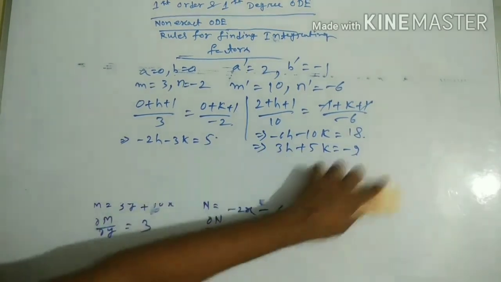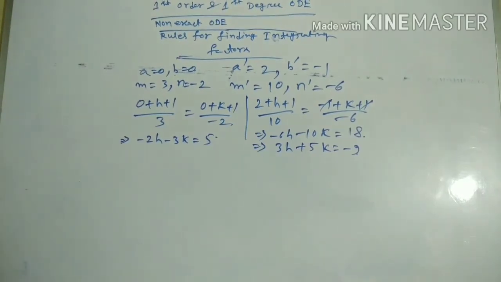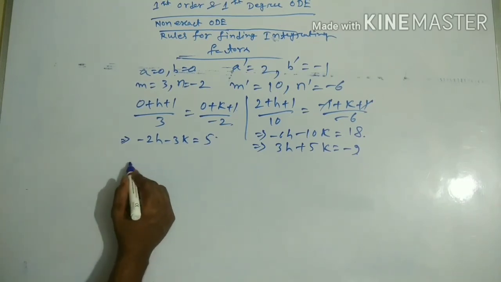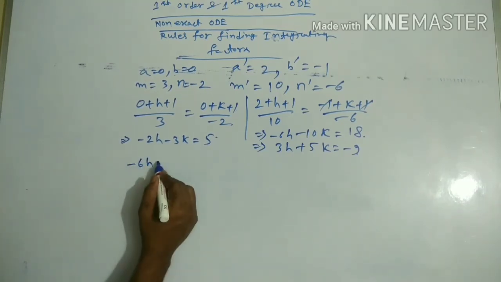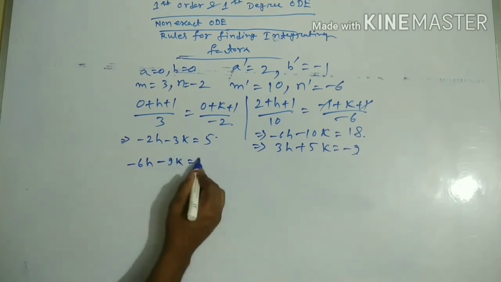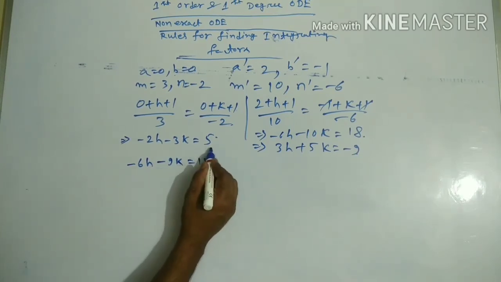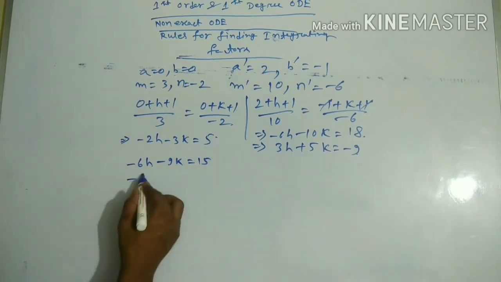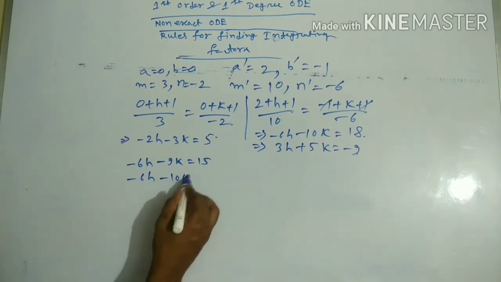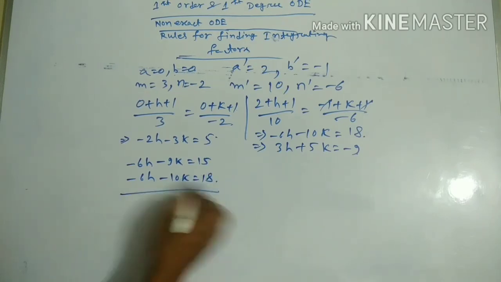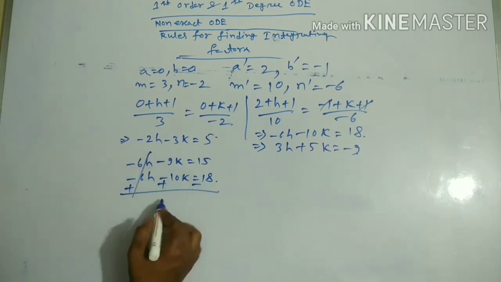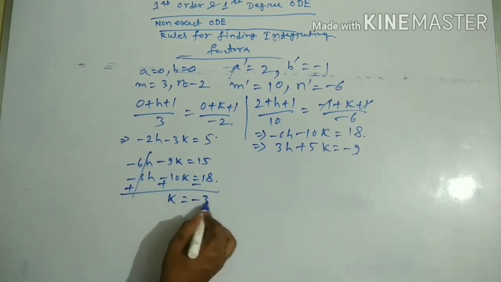Now for solving these two equations, we will use the elimination method. So multiplying this equation by 3, this will be minus 6h minus 9k equal to 15, and I am multiplying this equation by minus 2, this will be minus 6h minus 10k equal to 18. So I am subtracting, plus minus, this will be cancelled out, and this will be k equal to minus 3.